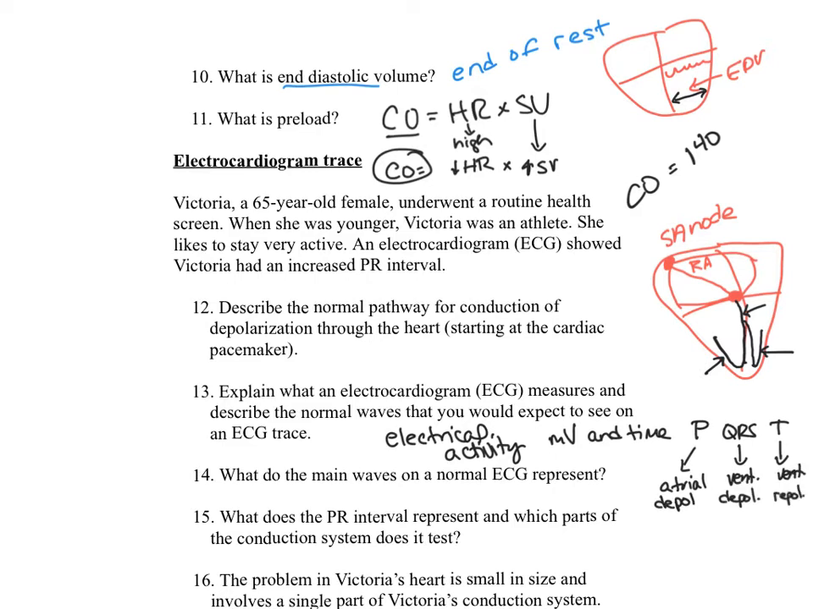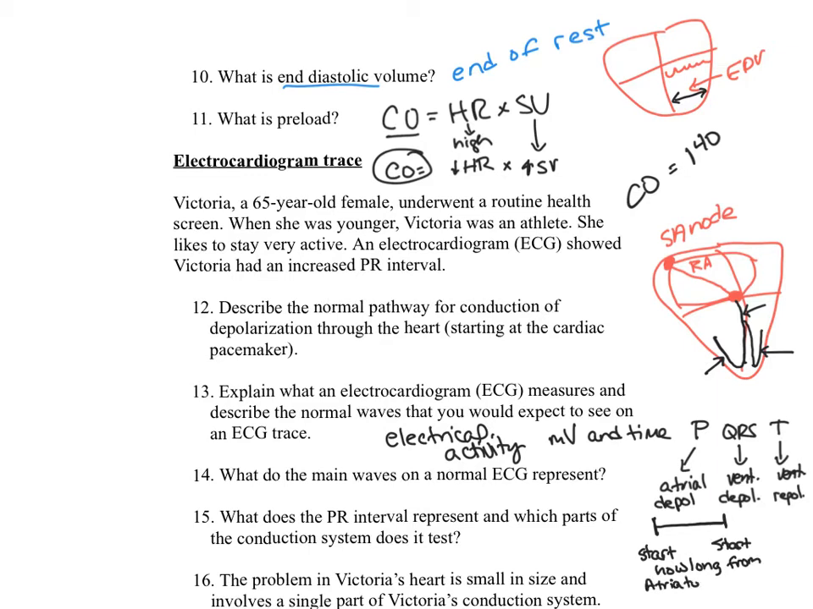Number 15, what does the PR interval represent and which parts of the conduction system does it test? Well, the PR interval represents the period between the onset of atrial depolarization, meaning the start of the P wave, and of ventricular depolarization, which is the first deflection of the QRS complex. The PR interval, therefore, represents the time for the conduction of signal from the atria to the ventricles, meaning how long it is taking the conduction of those action potentials to get from the atria to the ventricles.